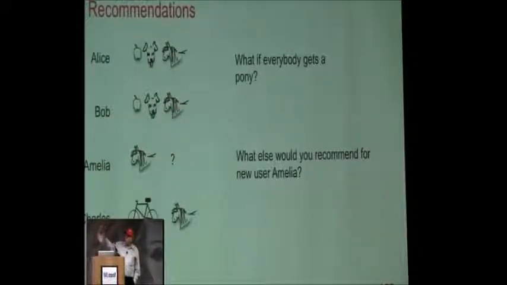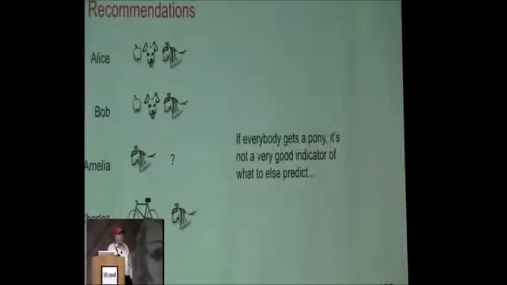And so if everybody walks in and gets a pony, or expresses interest in a pony or whatever, what are we going to get for Amelia here? Because she's just like Alice, as far as we know, just like Bob, just like Charles. So the fact that everybody gets a pony means pony doesn't indicate anything except this is a person like everybody. We might as well just recommend the most popular things to a person who has a pony.